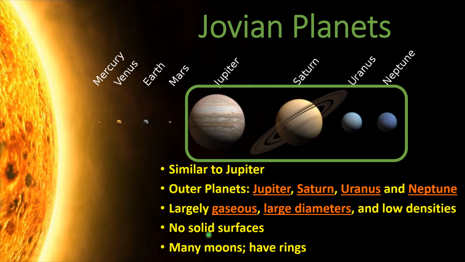There are no solid surfaces that we know of, and they have many moons, lots of moons, and they all have ring systems. Even though Saturn's the one that's really easy to see, the others do have them. They're just smaller and harder to see, a little bit fainter type of ring system there. So let's take a look at these guys one by one.